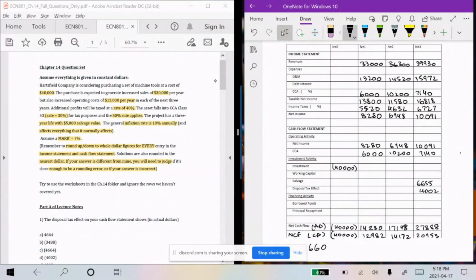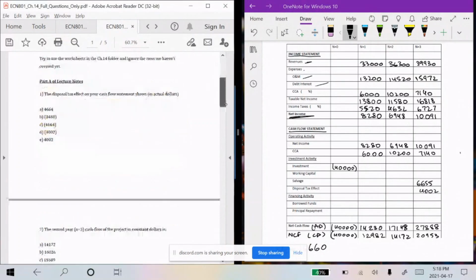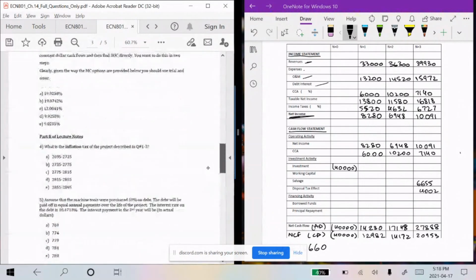So the table is basically divided into 2 things. One is the income statement, one is the cash flow statement. First, you calculate the income statement. From that, you get the net income after deducting the taxes. And then you calculate the cash flow statement. For the income statement, you need the revenues and the different expenses. In some problems, it's going to have all of this: operational and management costs, the debt interest. I'll just do the second problem right away because that one has everything.